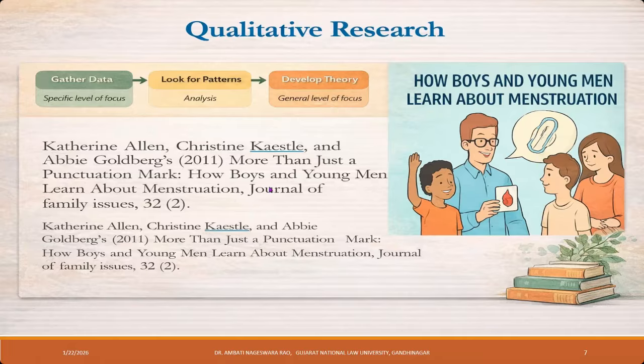Now, this particular researcher wanted to understand what is happening with menstruation, how boys and men are learning about it. Okay, I got curious, I want to understand it. But as a researcher, while looking at the literature, I couldn't find any studies. Why? Because most people are not talking about it. There is still a lot of stigma attached, and this particular domain is not explored. So as a qualitative researcher, it is a good opportunity to explore.